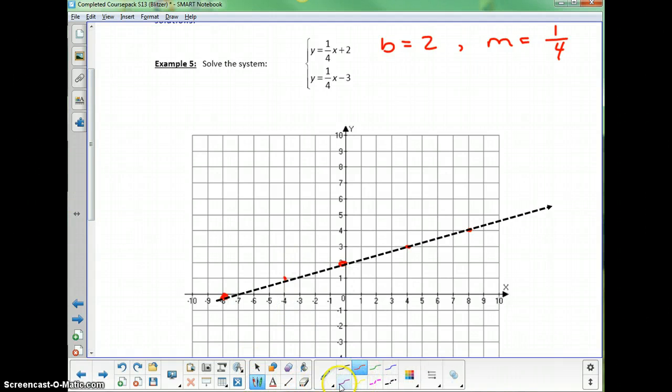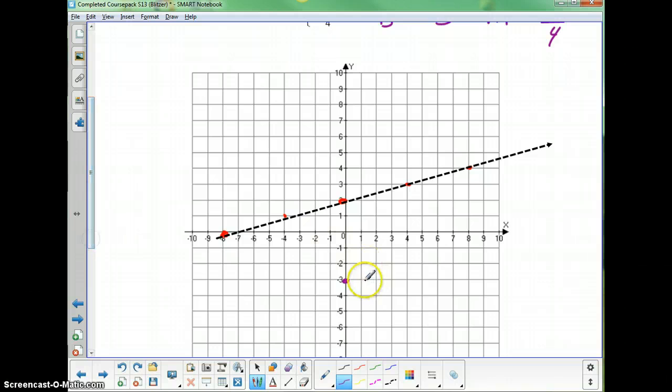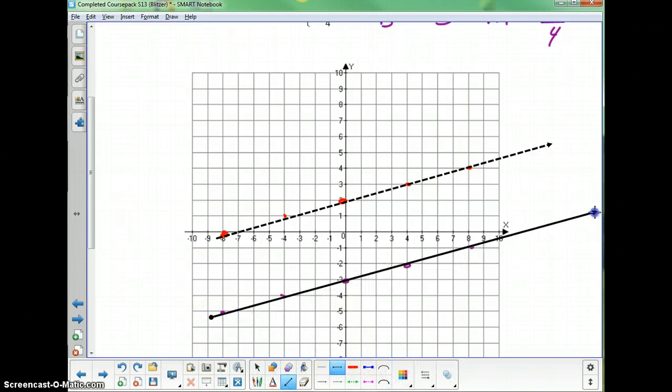And then the second line has a b value of -3 and a slope of 1/4. Okay, so -3. And the slope was 1/4, so up 1 over 4, or down 1, back 4. So as you probably already noticed, since they had the same slope, these two lines are parallel.